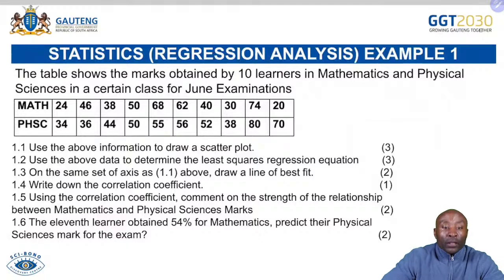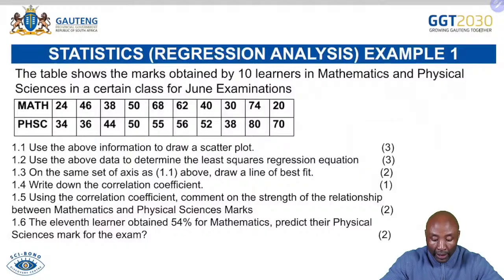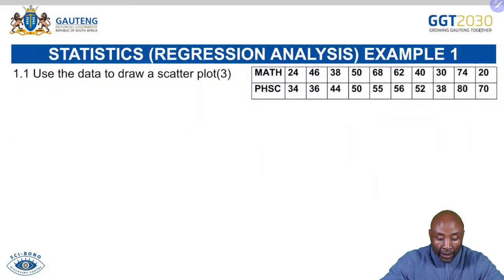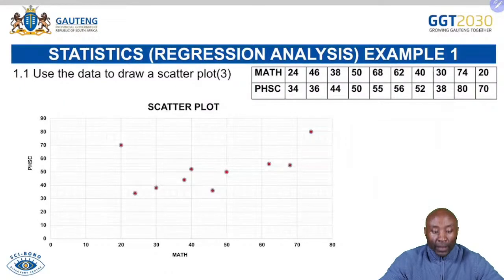Welcome back. So we are given the table that shows marks obtained by 10 learners in mathematics and physical sciences in a certain class for June examinations. Now, we are told maths and physical sciences, so we want to analyze the strength of the relationship and see whether there's a relationship between the marks obtained in maths and physical sciences. So we are supposed to draw a scatter plot, but because we do not have a grid, I will have drawn the scatter plot for us.